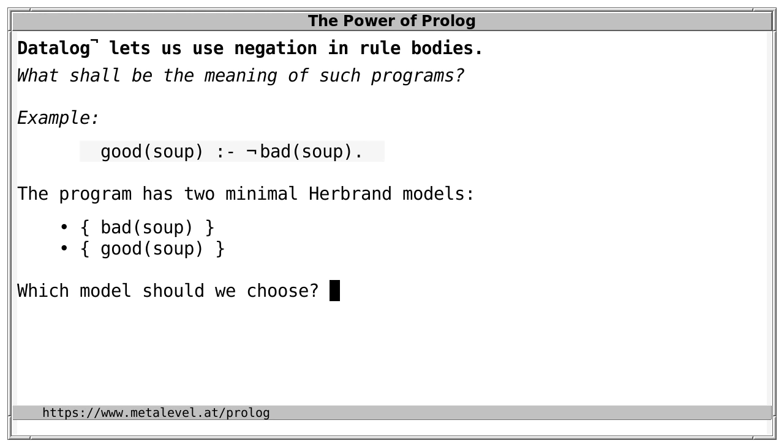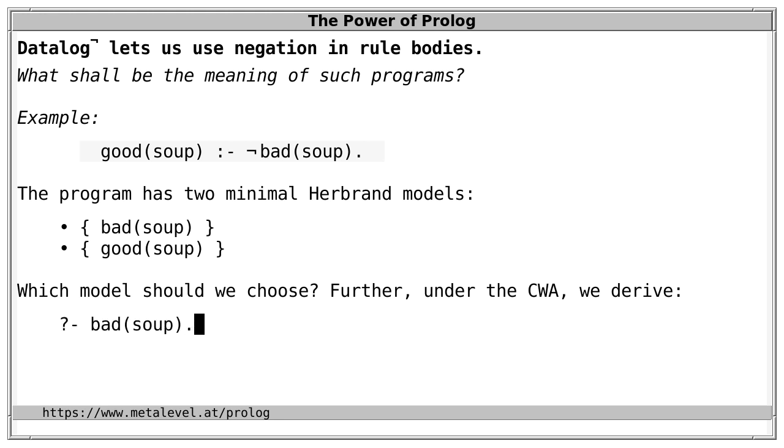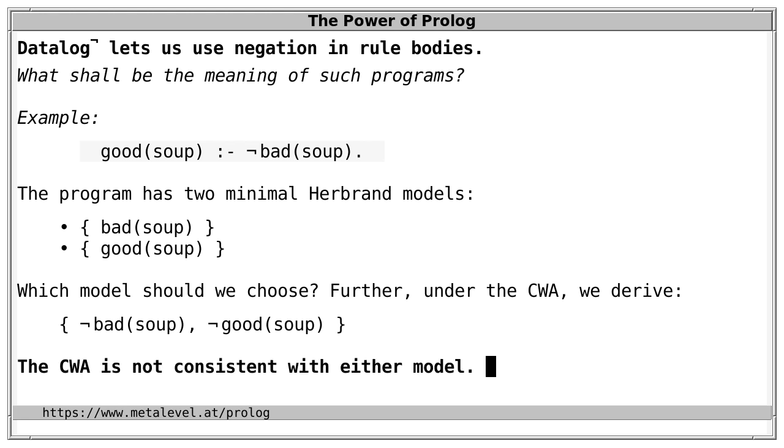Is soup now good or bad? Both situations are minimal models. And further, under the closed world assumption, we derive, if we ask, is soup bad? No, that's not the case, because there's nothing in the program that lets us derive this. So by the closed world assumption, it's not the case that soup is bad. However, there's also nothing in the program that says that soup is not bad. So we also cannot derive that soup is good. And therefore, under the closed world assumption, we also derive that soup is not good. So this means that we derive consequences that are not consistent with either of the above minimal models.